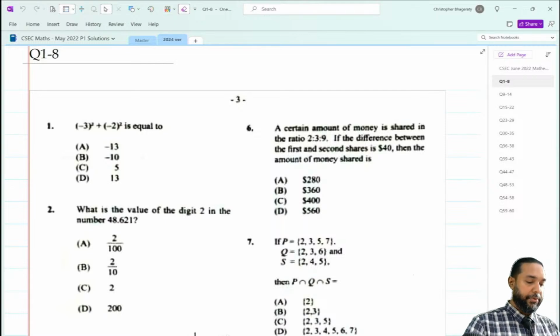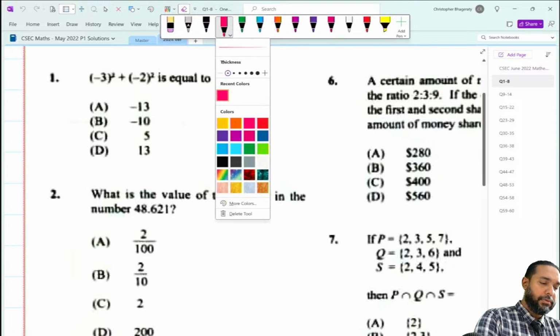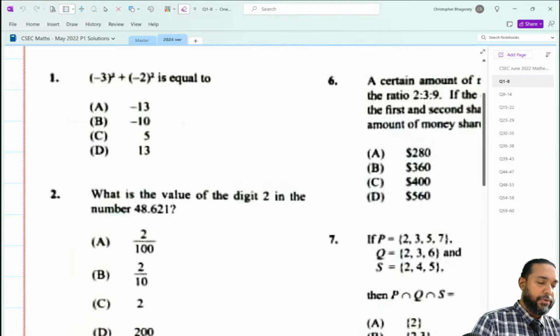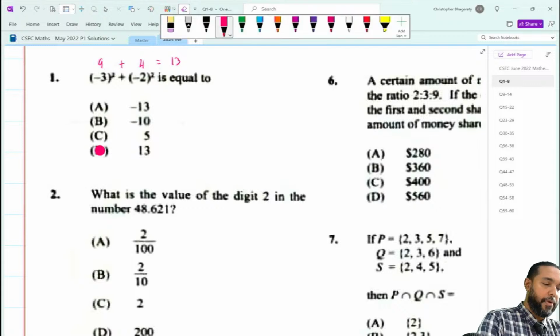Okay, so we've seen number 1 and number 2. Right, so minus 3 squared is what? 9. Minus 2 squared is? And 9 plus 4 is? 18. So the option here is option D.